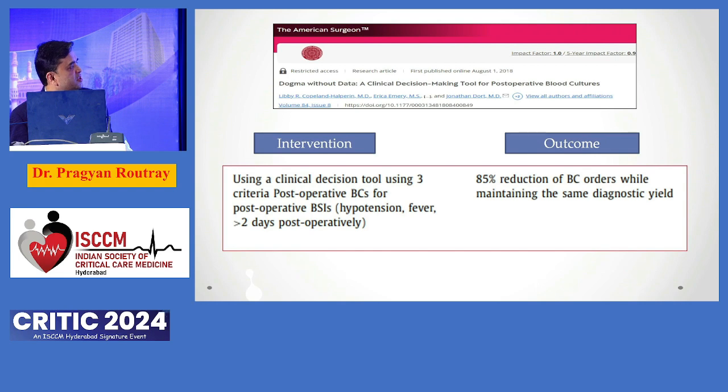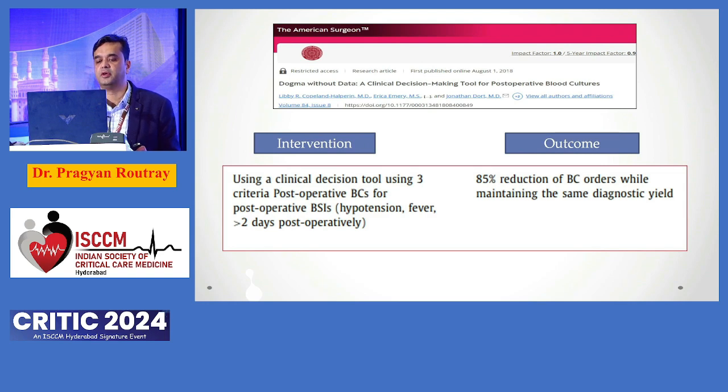Then coming to blood culture levels. Post-operative patients, as you have seen on day 1, day 2, will be having some sort of fever, so there's a tendency to send a blood culture. So they put up a criteria that if somebody is having hypotension, or fever lasting for more than 2 days post-operatively, then only will we send a blood culture. That's the criteria they have put down.